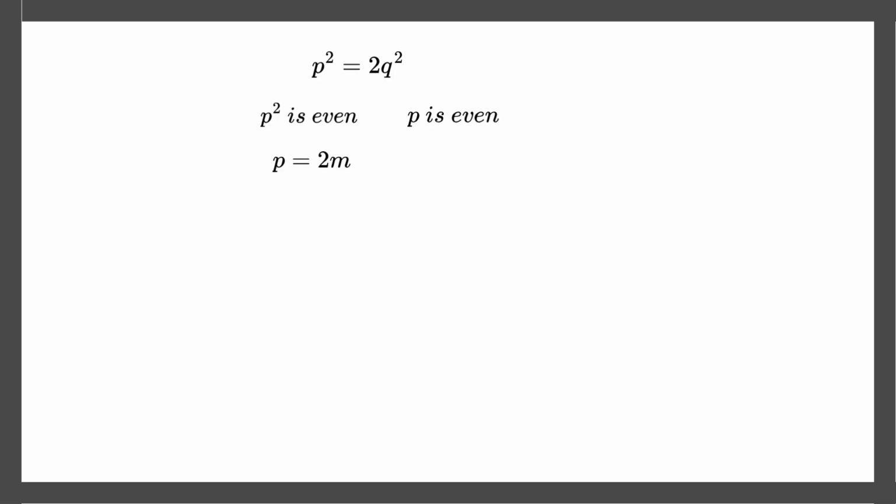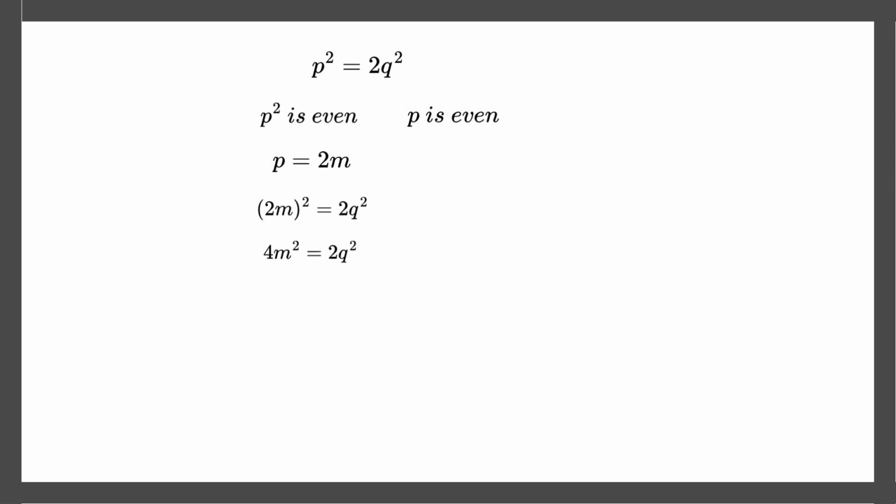The square of an odd number is odd, so p itself must be even. Therefore, we write p is equal to 2m for some integer m. Substituting p is equal to 2m into the equation, we get (2m) whole square is equal to 2q square. That is 4m square is equal to 2q square.